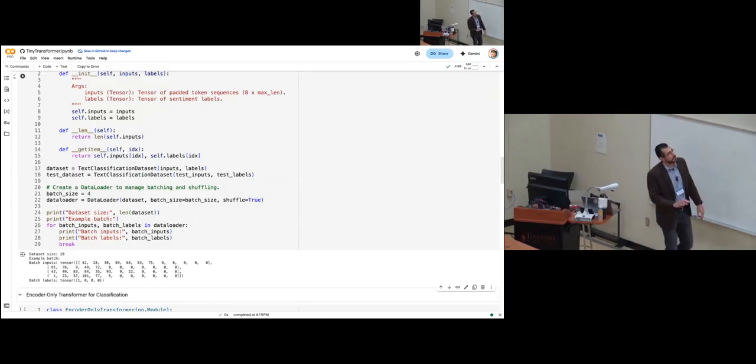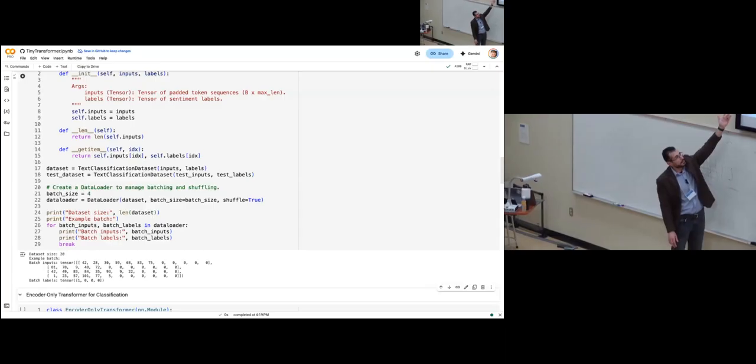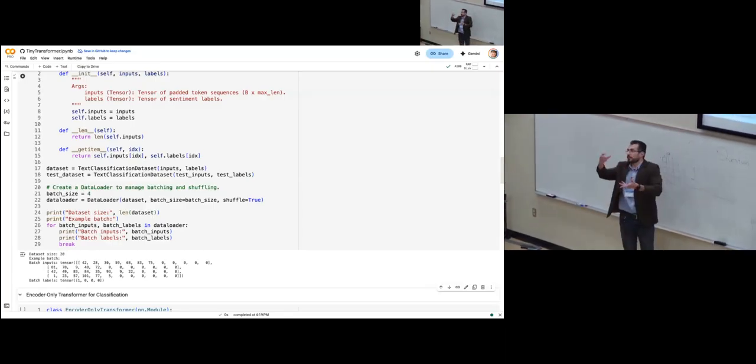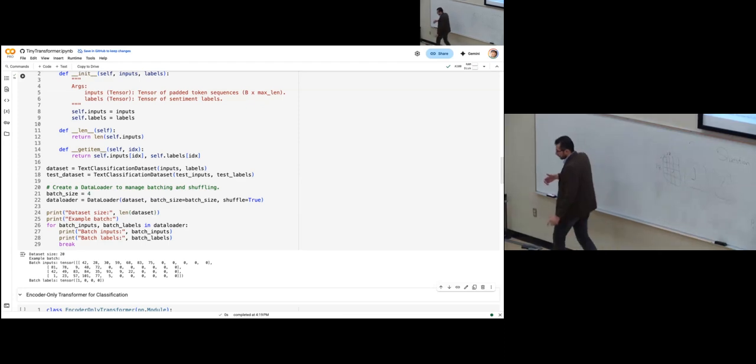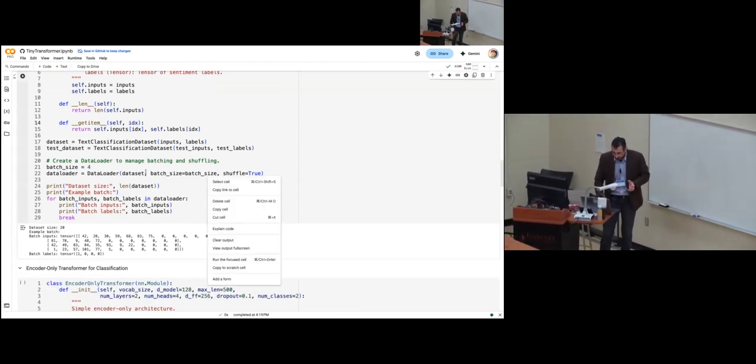Essentially, I put my train and test data together with a data loader that can sample randomly from my training data set so I can train my model on it. So this part creates the data for training. So I have the data. Now I need to define the model.